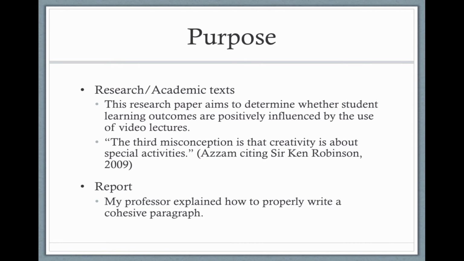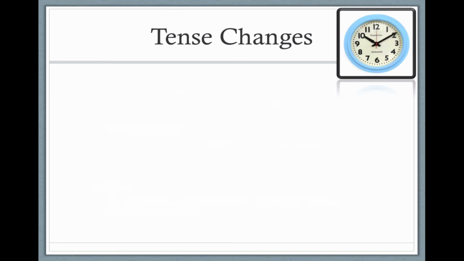And another thing that we use noun clauses for is to report on what you've learned or what you've heard. So for example, my professor explained. What did my professor explain? How to properly write a cohesive paragraph. All right, but okay, we need to be careful with our tenses though.